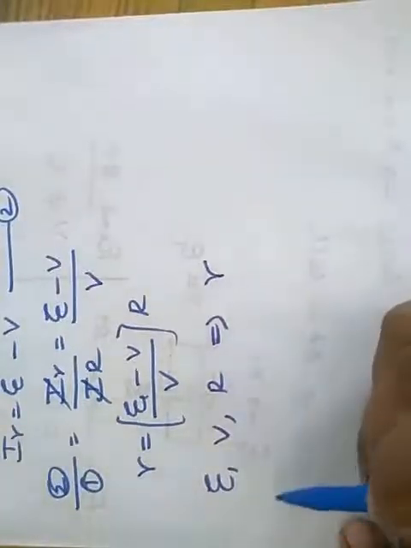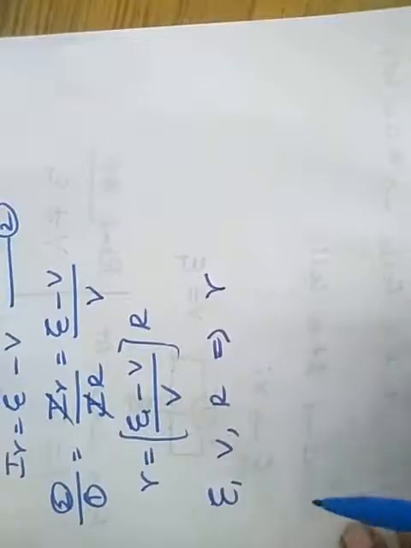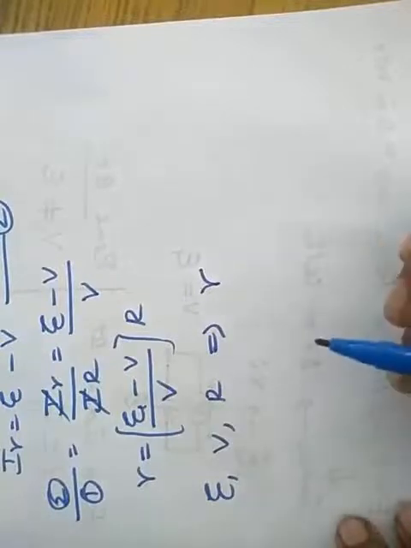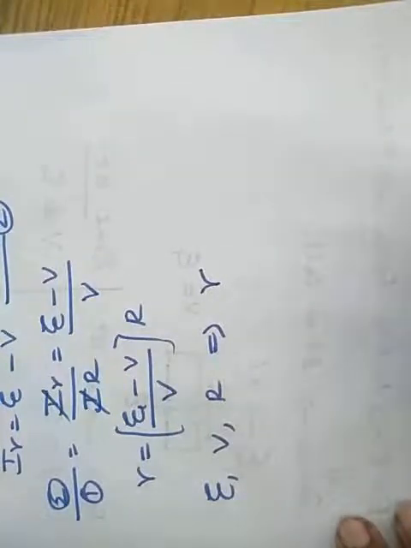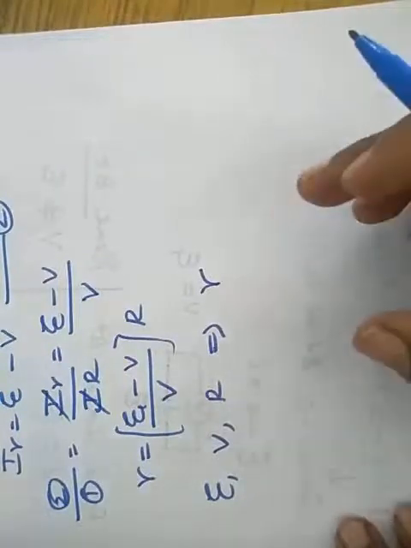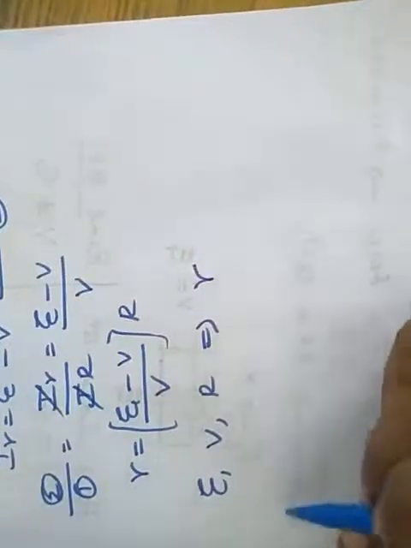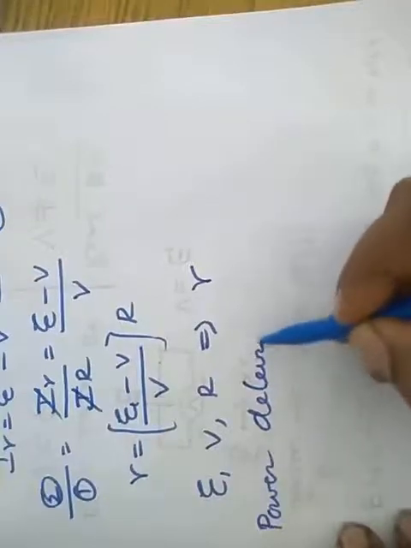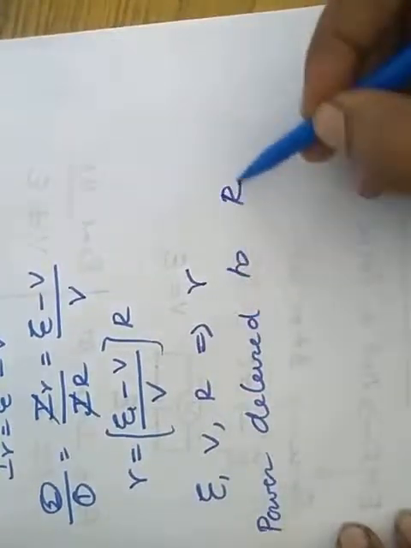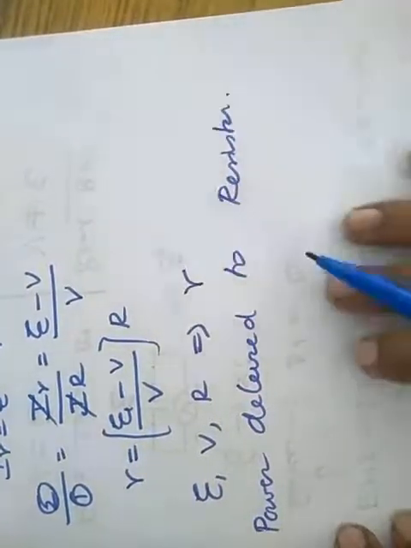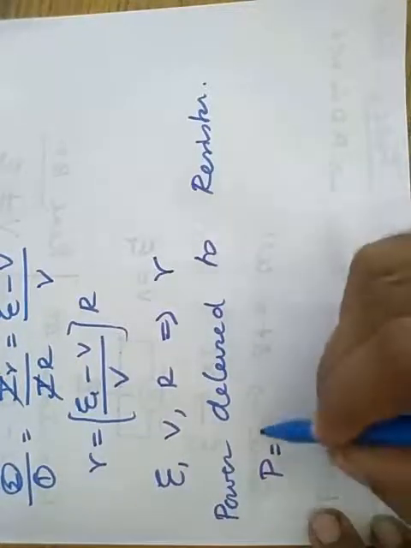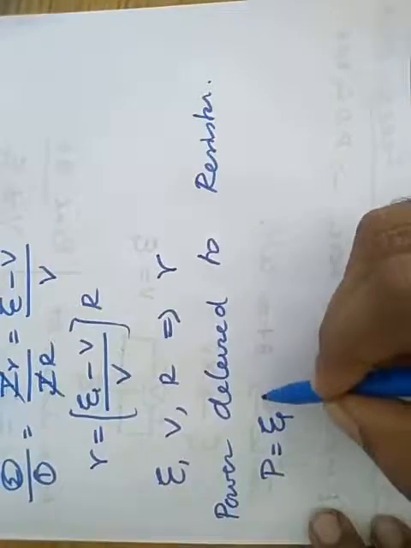Now we also find the power delivered to the external resistance. All batteries have a power and a voltage rating. The rated power is not equal to the power delivered to the external resistance. Then, the power delivered to resistor R. We know the formula for power: power equals voltage into current. Here the voltage is the EMF, into current I.